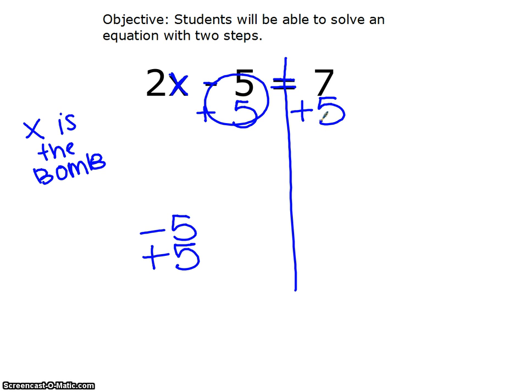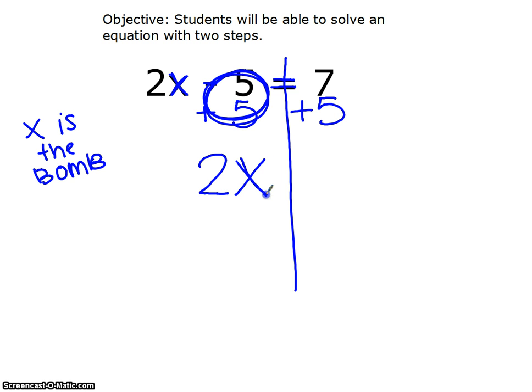And we put the 5 here to show there is no more 5 here. They're gone completely, and that's what you want to happen. You don't want to leave anybody behind. So now you have 2x. You've got your bomb still, and then a 2. 7 plus 5 is 12. And we want to get rid of the 2, right? You want everything away from the bomb, everything away from x.